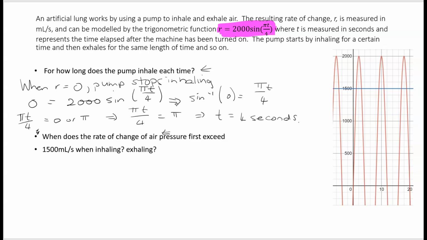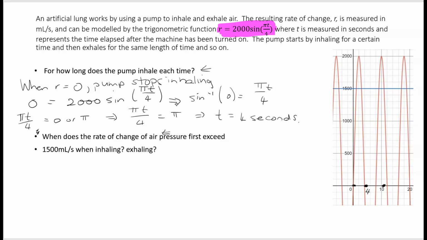And if you look at the graph, there's 10, so that's 2, 4, 6, 8, 10. So there's the 4 seconds there. So that's where it's come back to being 0. It's obviously 0 when t equals 0, but it's also when t is equal to 4, then the R is equal to 0.